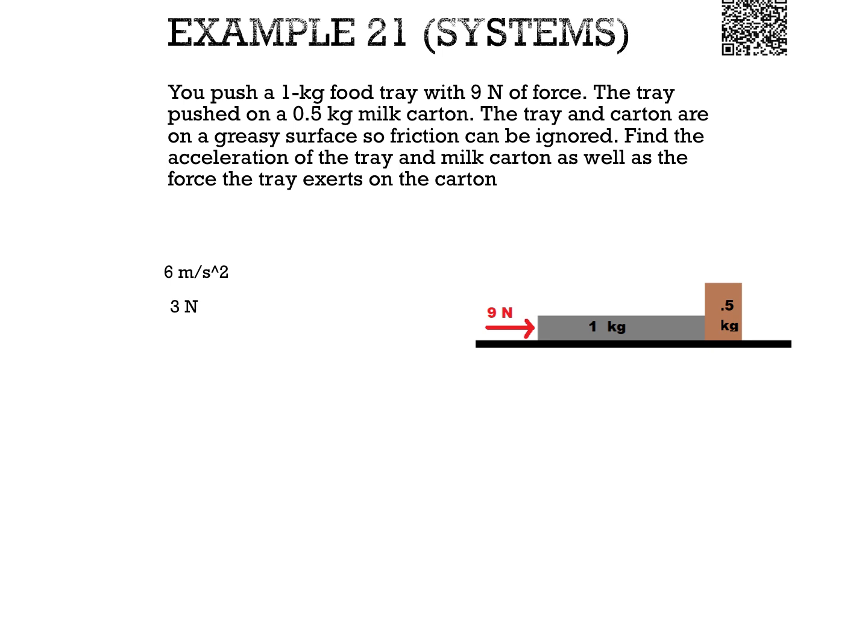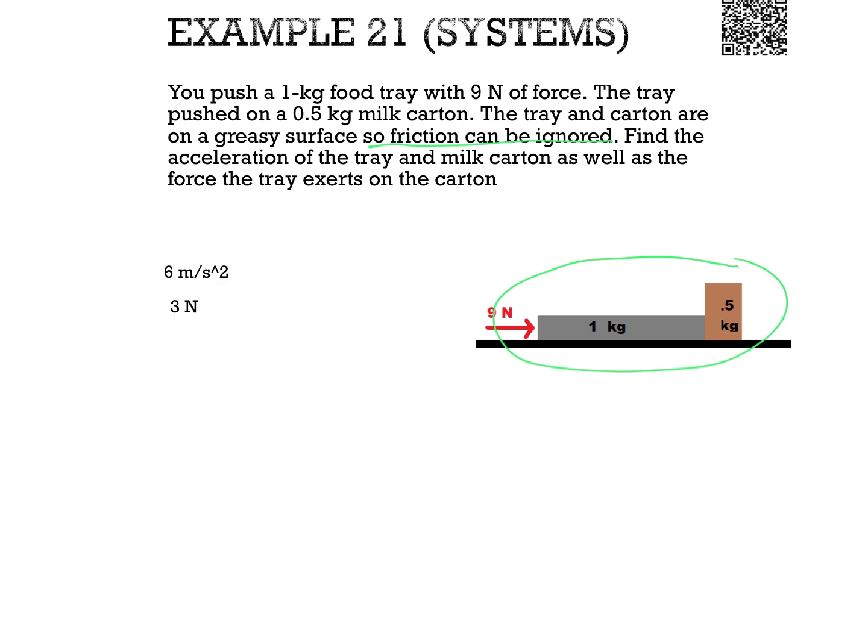All right, push a 1 kilogram food tray with 9 newtons of force. Tray is pushed on a 0.5 kilogram milk carton. Tray and carton on a greasy surface, so no friction. Find the acceleration of the tray and milk carton, as well as the force the tray exerts on the carton. So acceleration can be treated as a system. So if we treat this whole thing as a system, what do we have going on?